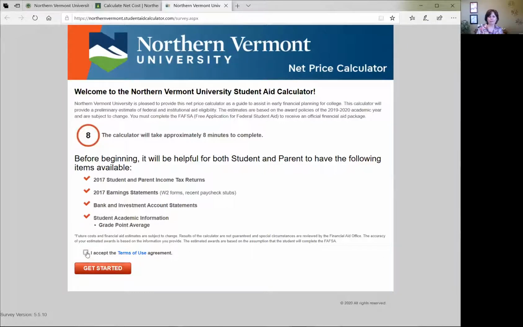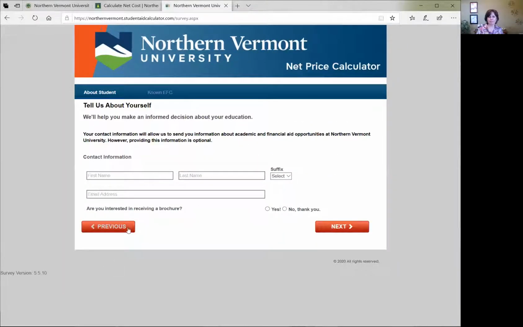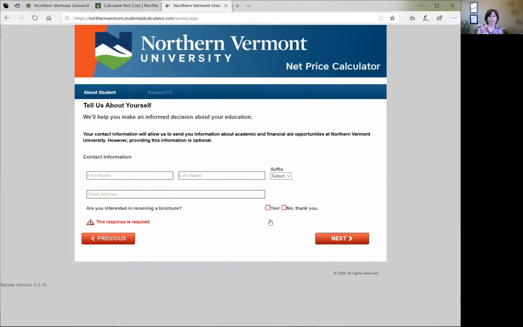But if we go ahead and accept the terms and get started, we shouldn't have to receive any of this or complete any of it. See, they're requiring families to give their information, which is not copacetic. This is not what this tool is for. We should be able to go in and calculate the net price based on the information we would provide in the FAFSA. So I'm not going to continue on, but this is an example of what the net price calculator looks like. It says that the information is optional, but it won't let you move on.